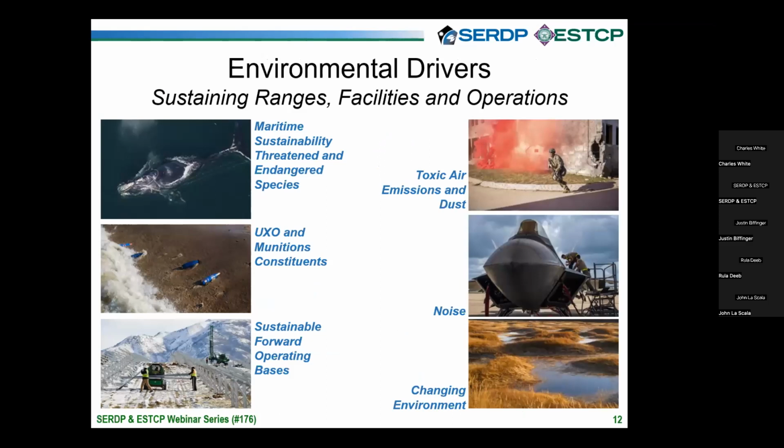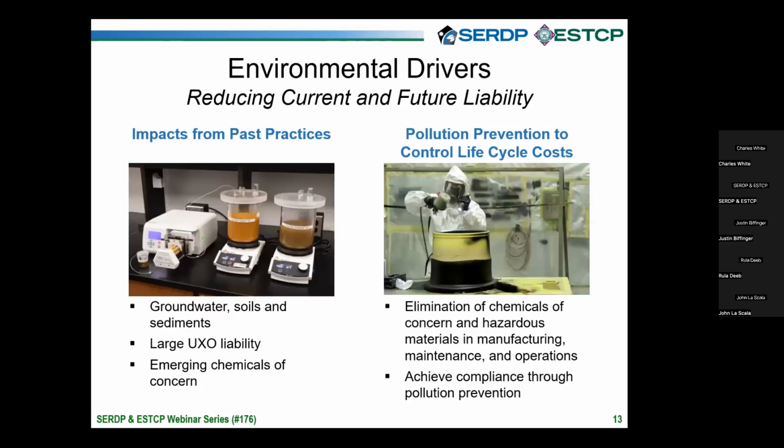Next slide. There are several environmental drivers for the type of work funded by CERTIP and ESTCP, with the underlying objective of sustaining DoD ranges, facilities, and operations. This, as you can imagine, is a broad undertaking. It takes the form of looking at maritime sustainability, threatened and endangered species, climate impacts, unexploded ordnance and munitions constituents, as well as other environmental drivers.